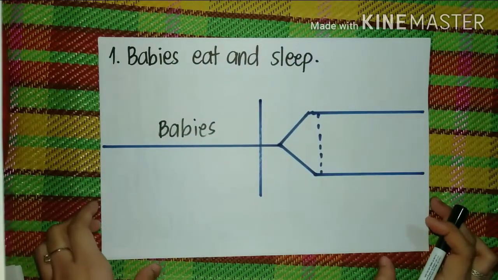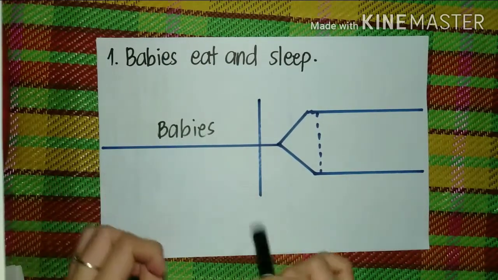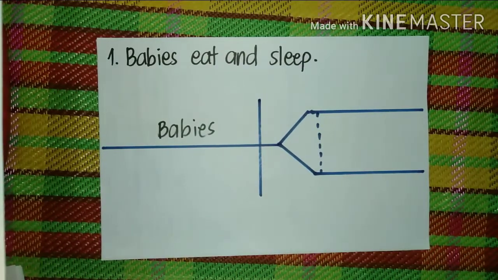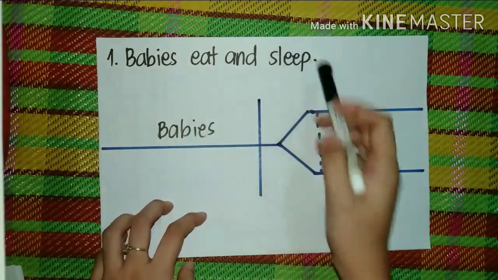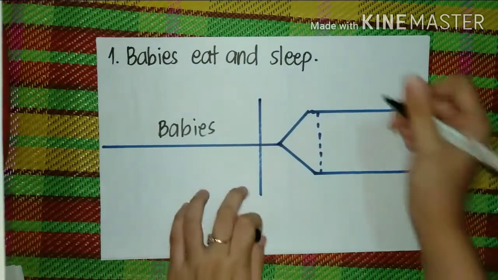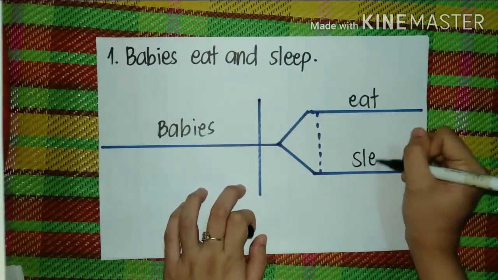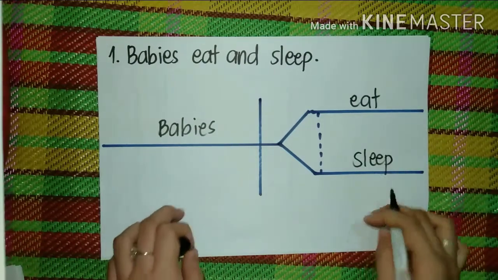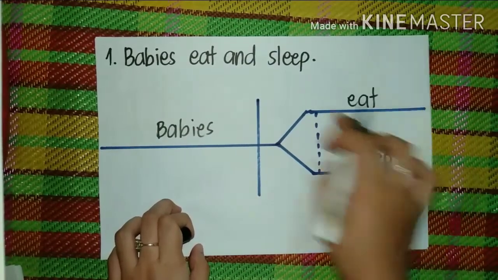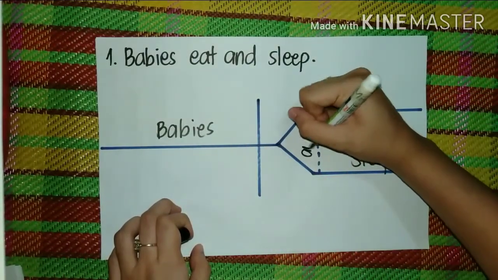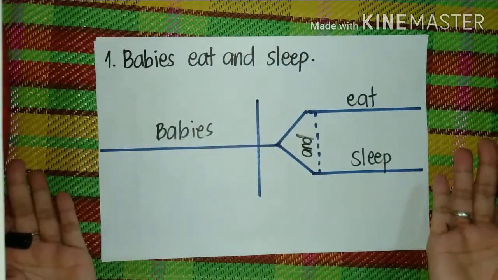Next, what are the predicates in the sentence? So since predicate refers to the verb in the sentence, then we can consider that the verbs eat and sleep are the predicates of this sentence. So just write eat here and sleep here. And the conjunction or the word that connects these two predicates is the word and. So just write the word and in this part, and this diagram is already done.